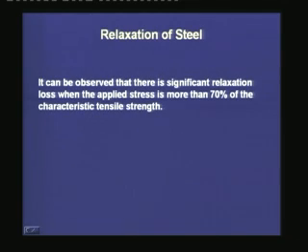Thus, it can be observed that there is significant relaxation loss when the applied stress is more than 70% of the characteristic tensile strength of the pre-stressing steel. Hence, the code limits us to have a maximum value of the pre-stress which is based on safety and also from the consideration of relaxation loss in the tendons.